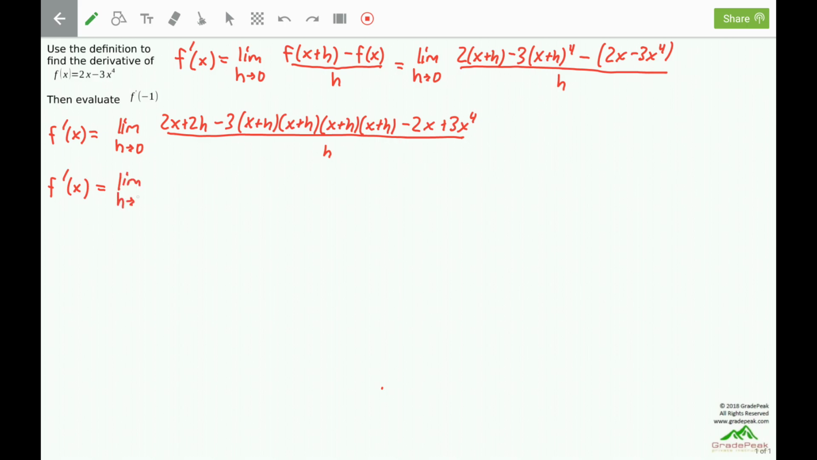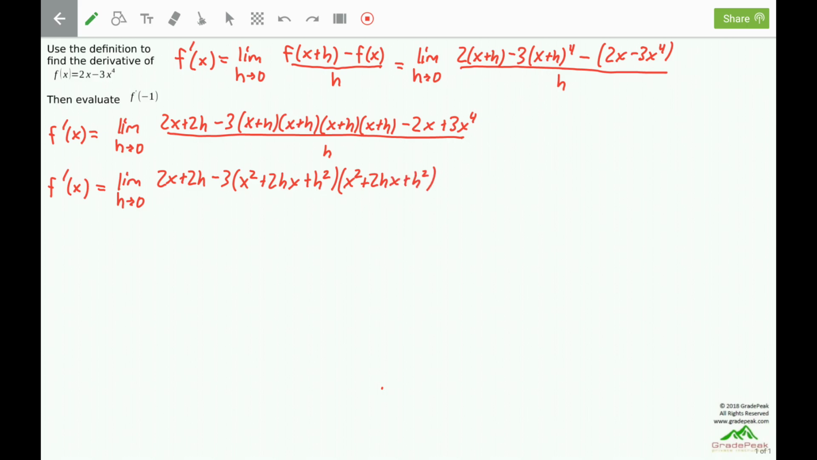So we have the limit as h goes to 0 of 2x plus 2h minus 3 times x plus h times x plus h. That will give us the first x squared outside, x times h inside, h times x. Those add together into 2h times x. And then last, we have h times h, which is h squared. Well, once again, we have an x plus h times an x plus h, so let's go ahead and write that as the same result. That's how we pair them off.